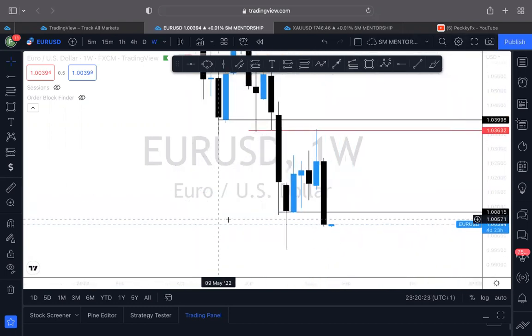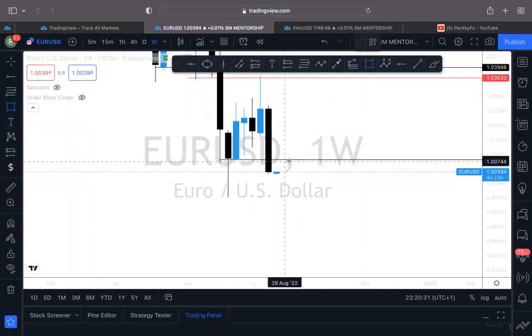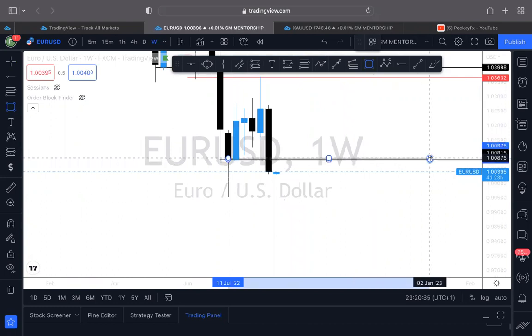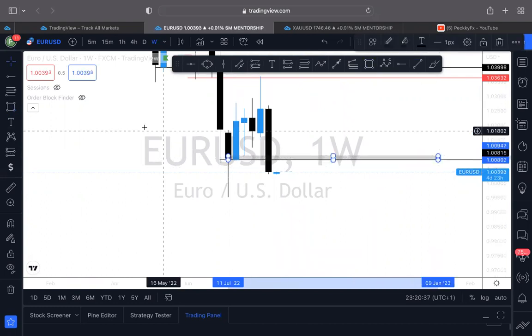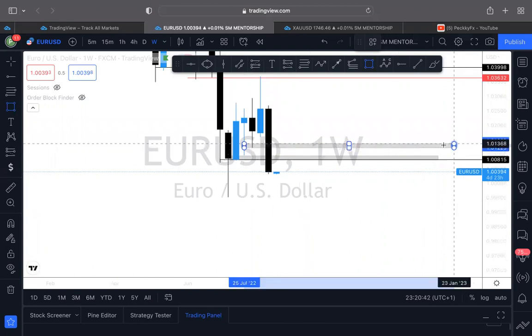Now the market has left an imbalance, so we might have a retracement back. This is the first point where we're going to watch out for price action. The next point is right here.